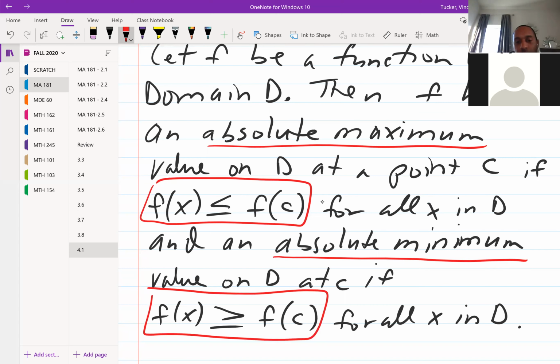At c, when you plug c into your function, it's the smallest value in comparison to all of your f of x's for all your x in the domain. So your absolute minimum is the smallest value that you can get when you plug a value into the function. And your absolute maximum is the largest value that you can get when you plug a value into your function.